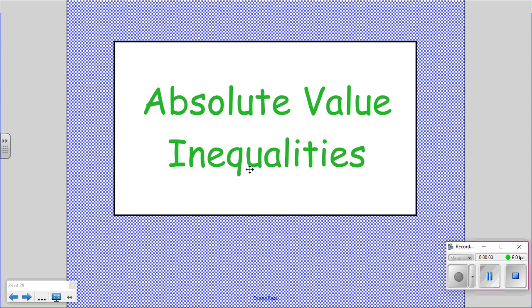Absolute value inequalities. So last time we talked about absolute value equations. Today we're going to talk about absolute value inequalities. Remember, the only difference between an equation and an inequality is just that symbol. It turns from an equal sign to an inequality, like less than, greater than, and so on and so forth.